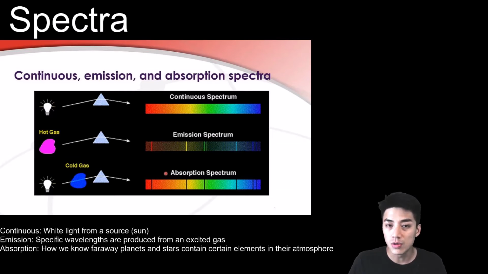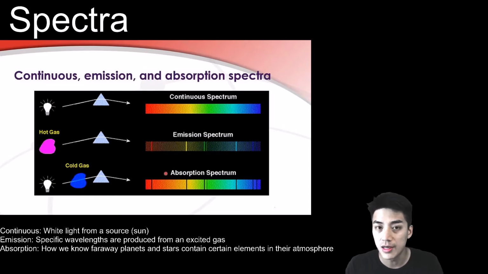It's through the absorption spectrum that astronomers can figure out what elements and what gases make up the atmospheres of faraway planets and faraway stars. They can actually just examine the absorption spectrum, look at the black lines, and then they can make an educated guess as to what elements are in that atmosphere.